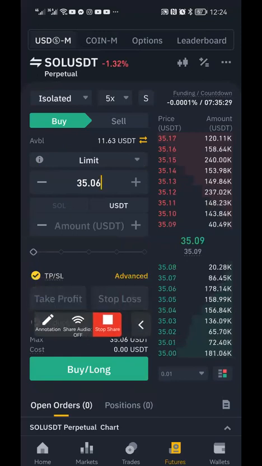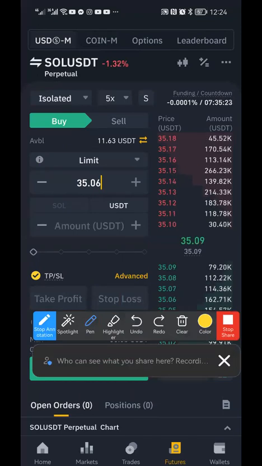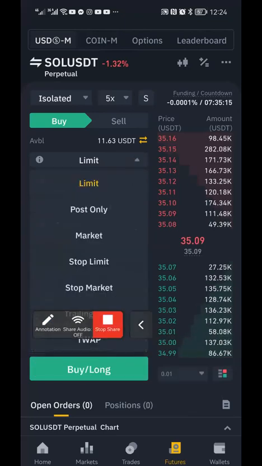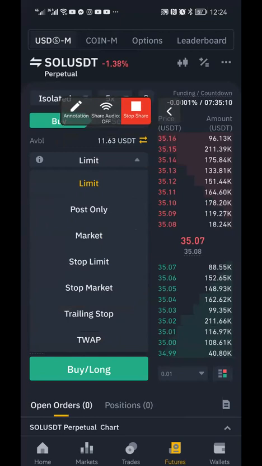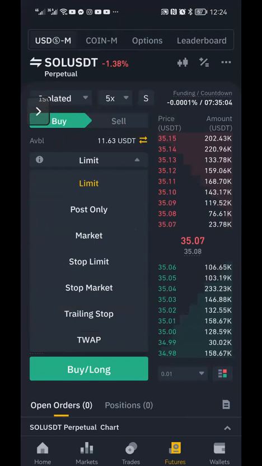What type of execution are we coming to do? When you click on the arrow down, this one, you see the type of execution you want to do. So we have market order, post only, stop limit, stop market, trailing stop, and swap. Now we are going to deal with limit, market, stop limit. Those are what we are going to deal with.